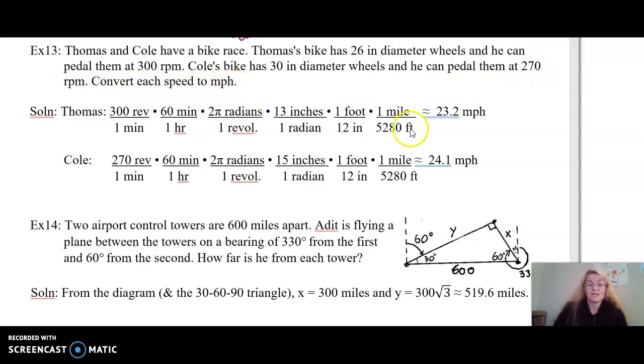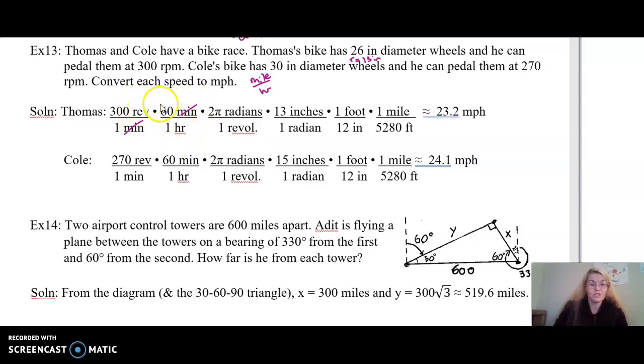Convert each speed to miles per hour. So again, if his bike has a 26-inch diameter, that means the radius of his wheels is 13 inches. So looking at Thomas first, 300 revolutions per minute. Again, I want to go to miles per hour, so I want this minutes to be converted into hours. So 60 minutes are in an hour. So I'm done with the denominator.